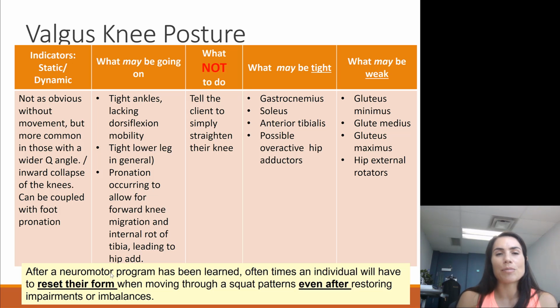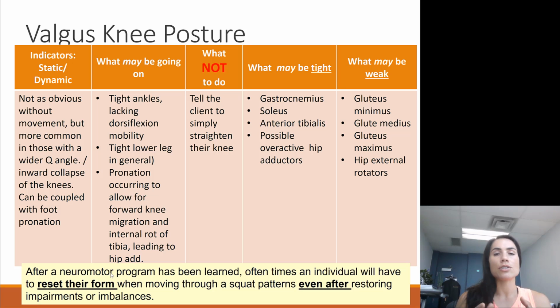Here are things that you shouldn't be doing. If someone has a valgus knee position, if you simply tell them to straighten their knee, they're not going to understand what you mean by that. Because for them, they have altered their body mechanics so that they are moving in a way that's most efficient for them. So if you tell them to straighten their knee, they're not going to quite understand.